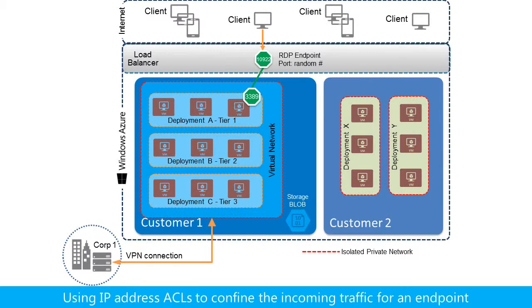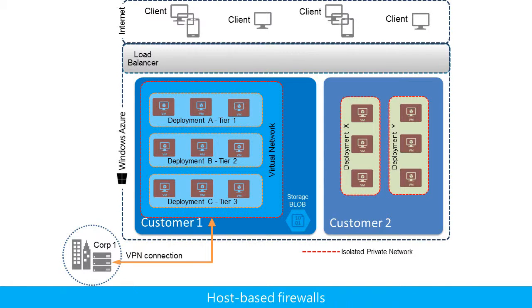Input endpoints can be locked down even further by specifying a set of access control lists, or ACLs, that allow you to specify by IP address ranges the set of computers that are permitted or denied access through the endpoint. The final layer of defense is the host-based firewall on the virtual machine itself. Depending on the operating system, you can define allowed incoming and outgoing traffic by port number or IP address.